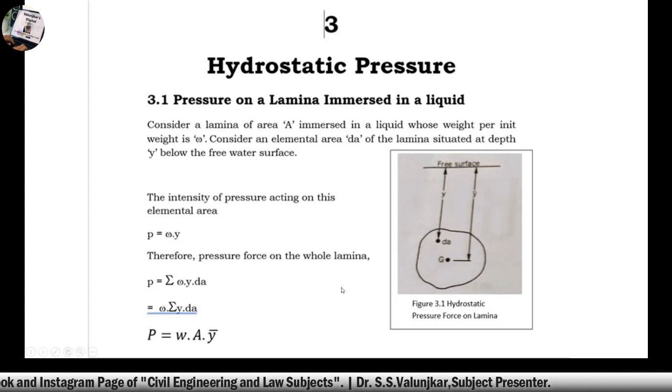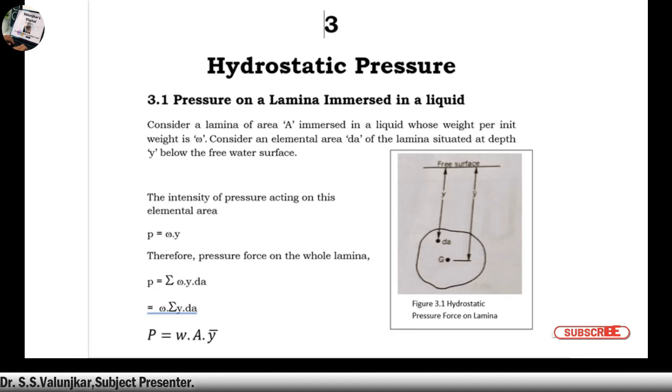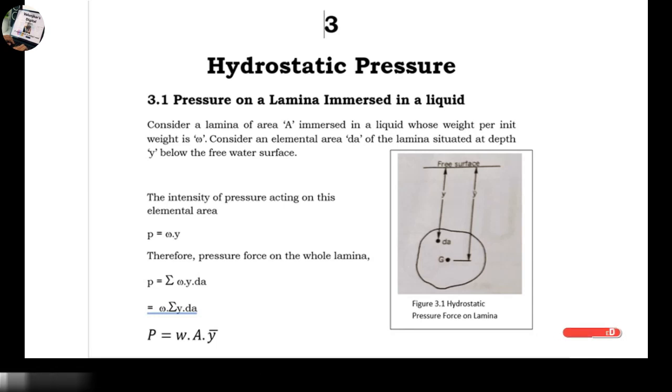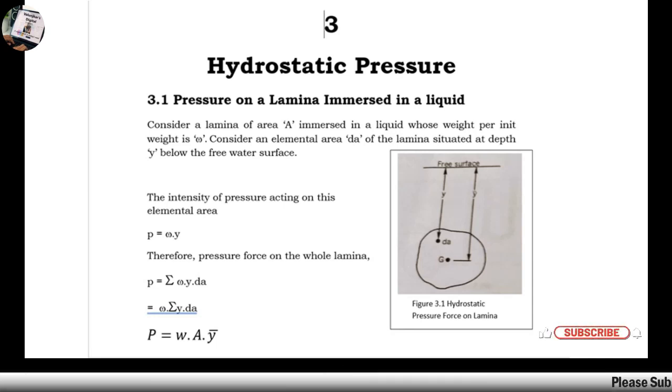So let us begin with chapter number 3, hydrostatic pressure. Pressure on lamina immersed in a liquid. Now let us assume that you are standing in a room and there is no window, there is no door, and suppose there is a complete field of water. That room is completely filled with water, and you are standing alone in that room. So whatever pressure is exerted by the water on your body, that is the total pressure, and the point where that total pressure acts is known as the center of pressure.